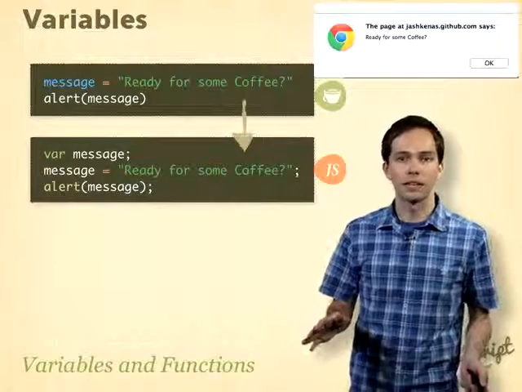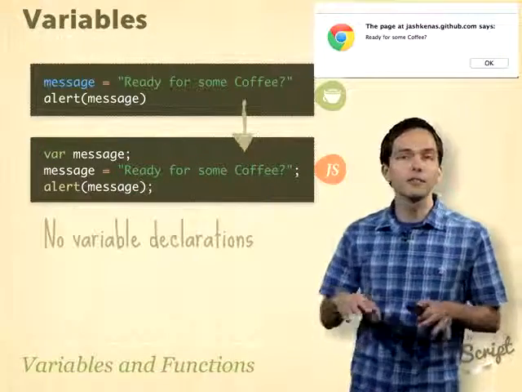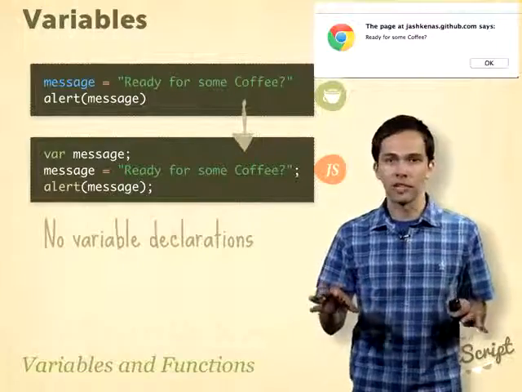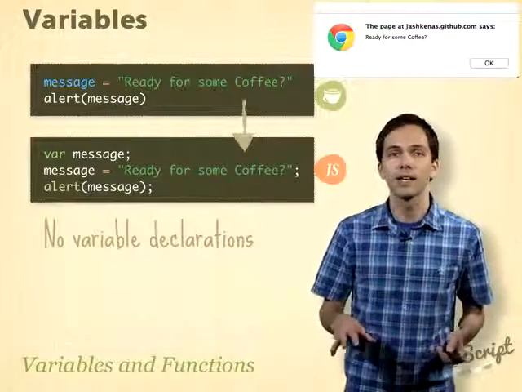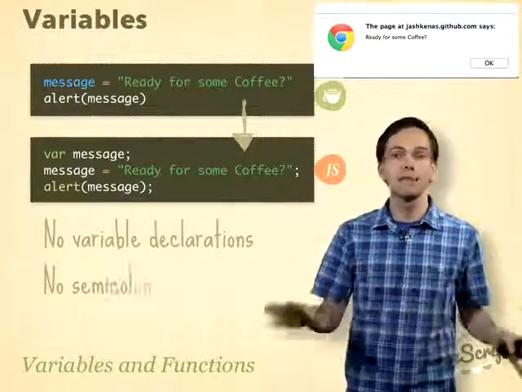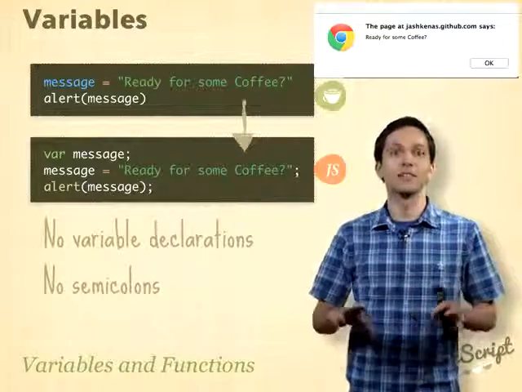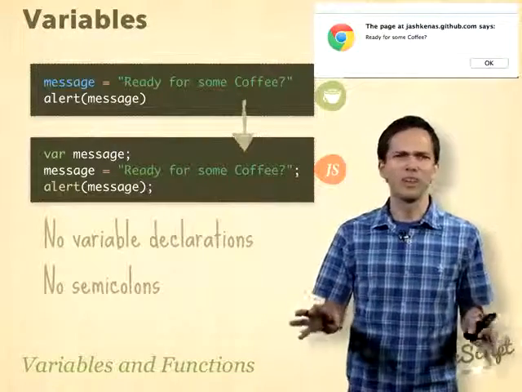Two things to notice here. The first is that in CoffeeScript, we don't have to do any variable declaration. It all gets handled for us. Second thing to notice is that there's no semicolons in this code. We don't have to deal with those semicolons anymore. I know, weren't they a headache?